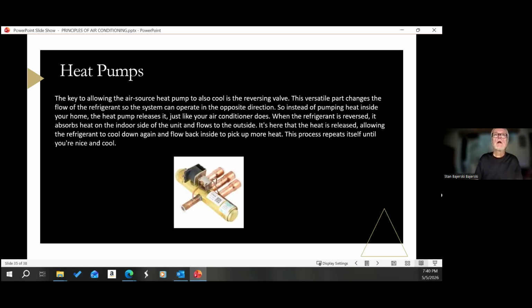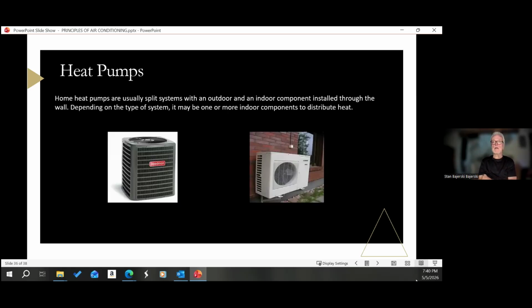But everything else should be a similar type of inspection. The key to allowing the air source heat pump to also cool is the reversing valve. The versatile part changes the flow of the refrigerant so that the system can operate in the opposite direction. So instead of pumping heat inside your home, the heat pump releases it just like your air conditioning system does. When the refrigerant is reversed, it absorbs heat on the indoor side of the unit and flows to the outside. It's here that the heat is released, just like air conditioning. And the other process is we're pulling heat from outside during the winter and bringing it inside. Kind of simple as far as theory is concerned.